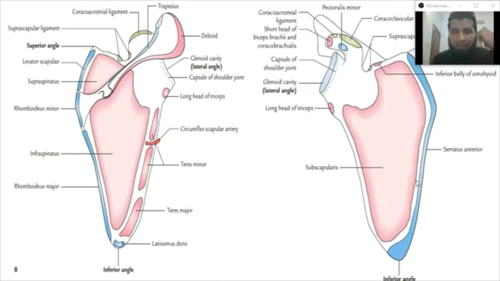So what is the nerve supply of serratus anterior? The nerve supply of serratus anterior is long thoracic nerve. Long thoracic nerve comes from the roots of the brachial plexus. So what will occur after the injury of serratus anterior muscle? There will be winging of scapula. So these are the flow of questions in the viva examination.